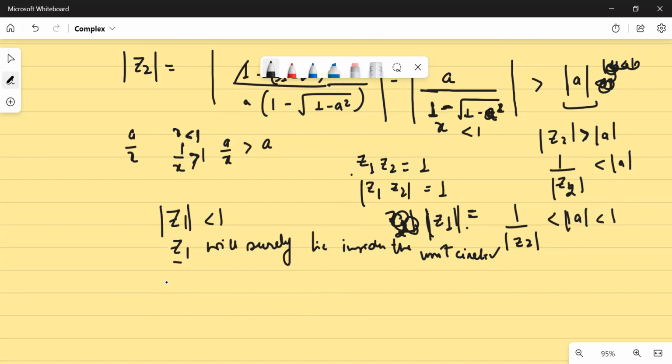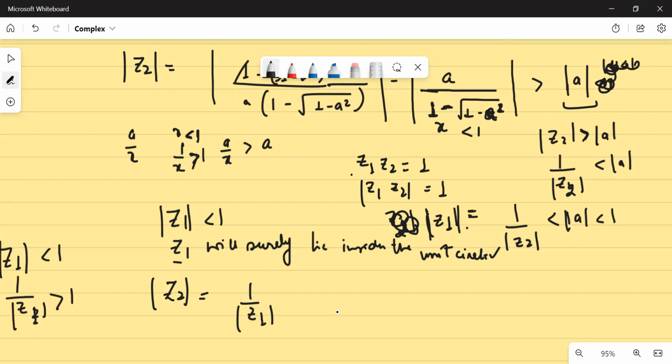Okay. Now what about Z2? So I can write Z2 is equal to 1 upon Z1 again. वही पुराना step. ठीक है. And mod Z1 is certainly less than 1. तो 1 upon mod Z1 क्या हो जाएगा? सोचो. 1 upon mod Z1 will be greater than 1. It implies what? It implies mod Z2 will be greater than 1. So clearly Z2 will lie outside the unit cell. Is that clear?